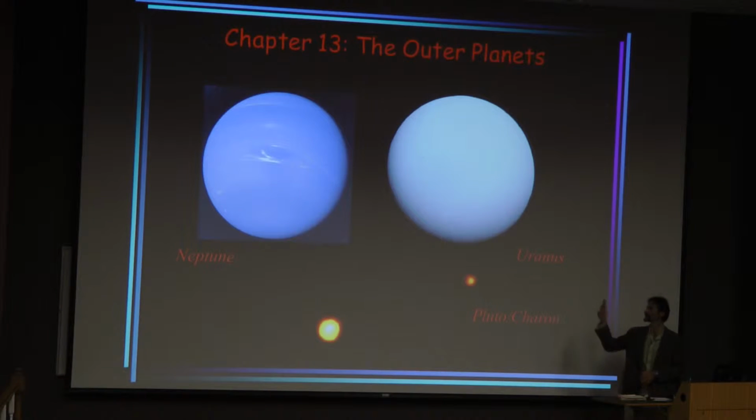Now, if you compare Neptune and Uranus with Saturn or Jupiter or even Titan that we just looked at, there's clearly a major difference just looking at these two guys. They're very blue.